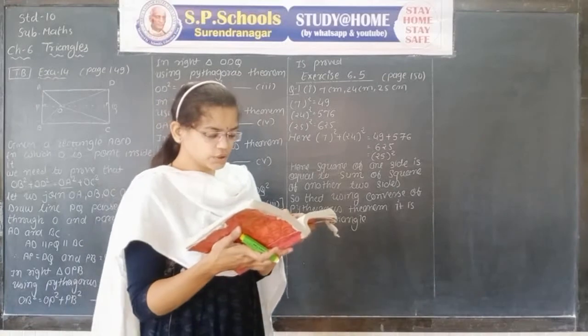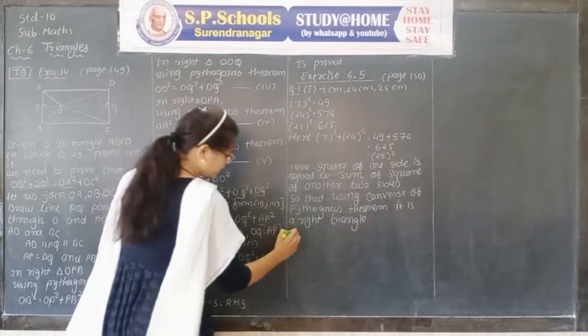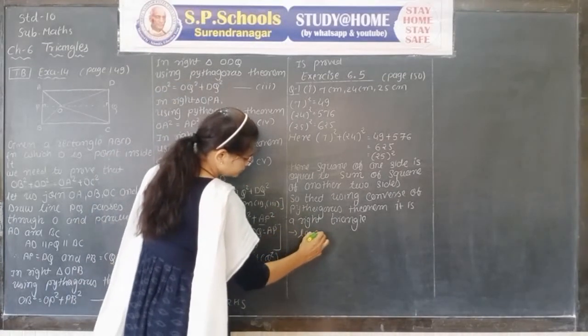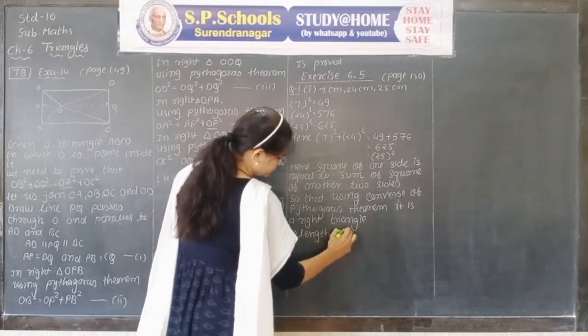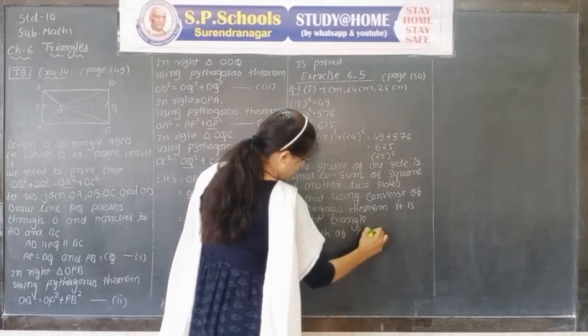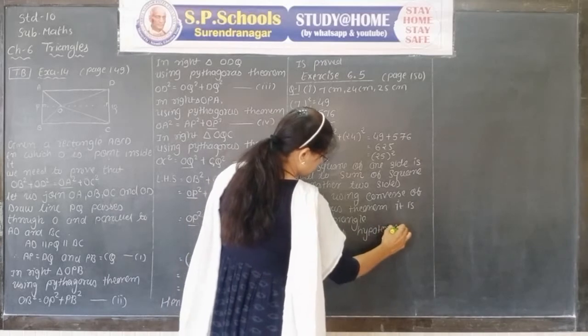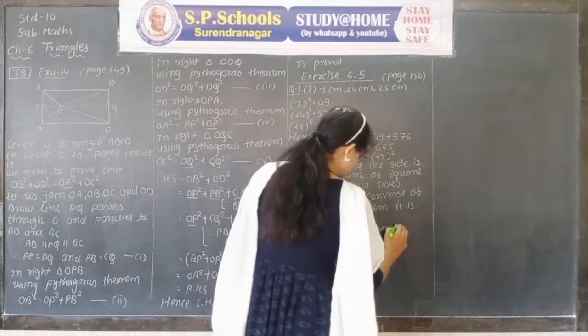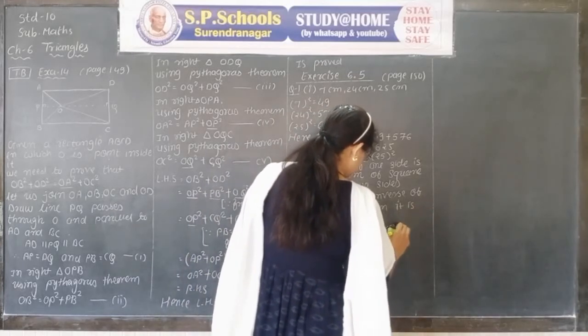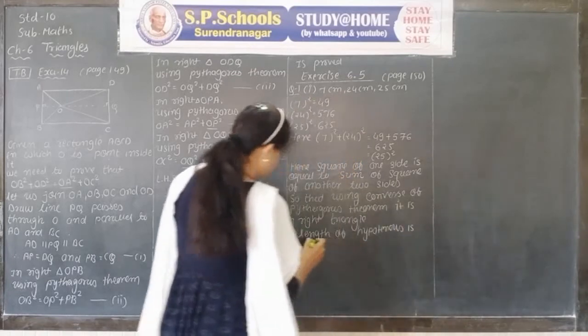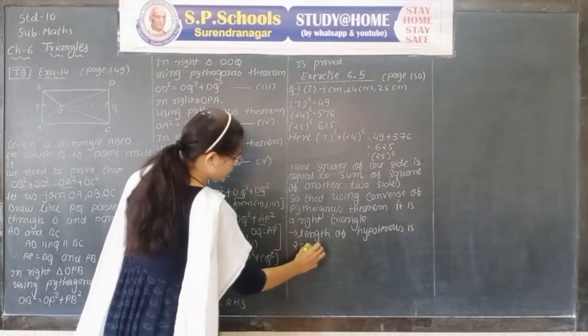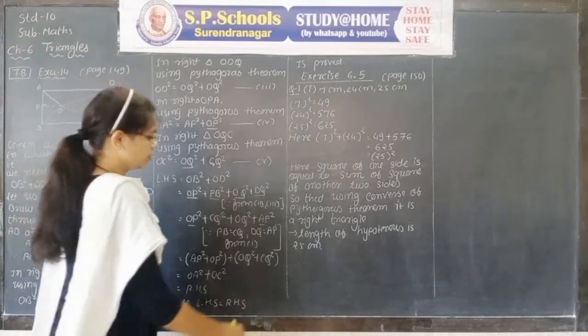And write the length of hypotenuse. Now it is a right triangle, the length of hypotenuse is the larger side, 25 centimeter.